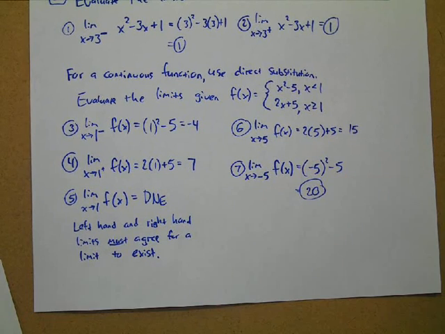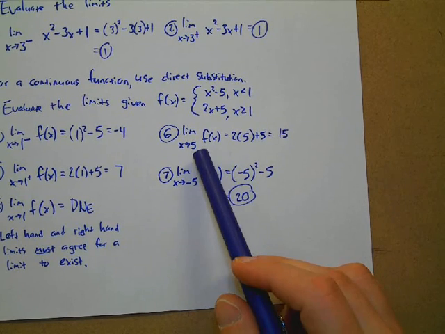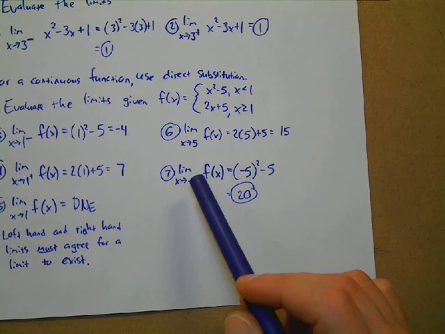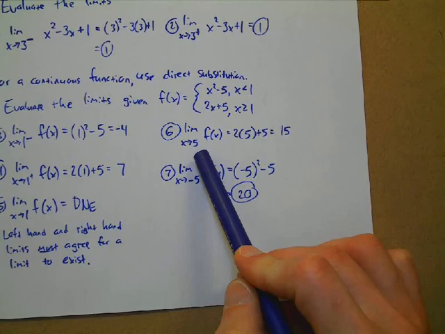Okay? And then for 6 and 7, these are just evaluating those limits like you normally would, right? 5 is greater than or equal to 1, and so are the values immediately to the left of 5 and immediately to the right of 5. So we use the 2x plus 5. Negative 5 is less than 1, and so are the values immediately to the left of negative 5 and immediately to the right of negative 5. So you would use the top function with a direct substitution.